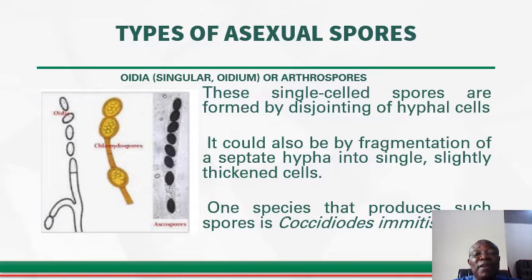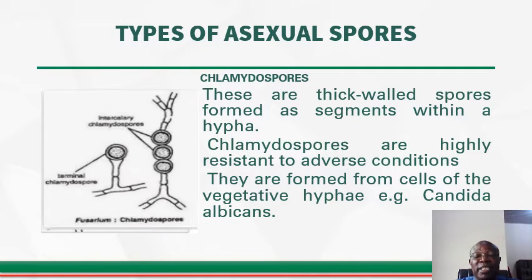Then we have other types which include oidia. The singular of oidia is oidium, or what we call arthrospores. These types of spores are single cell, and they are formed by the jointing of hyphal cells in fungi. It could also be by fragmentation of a septate hypha into single slightly thickened cells. One species that produces this type of spore is Coccidioides.